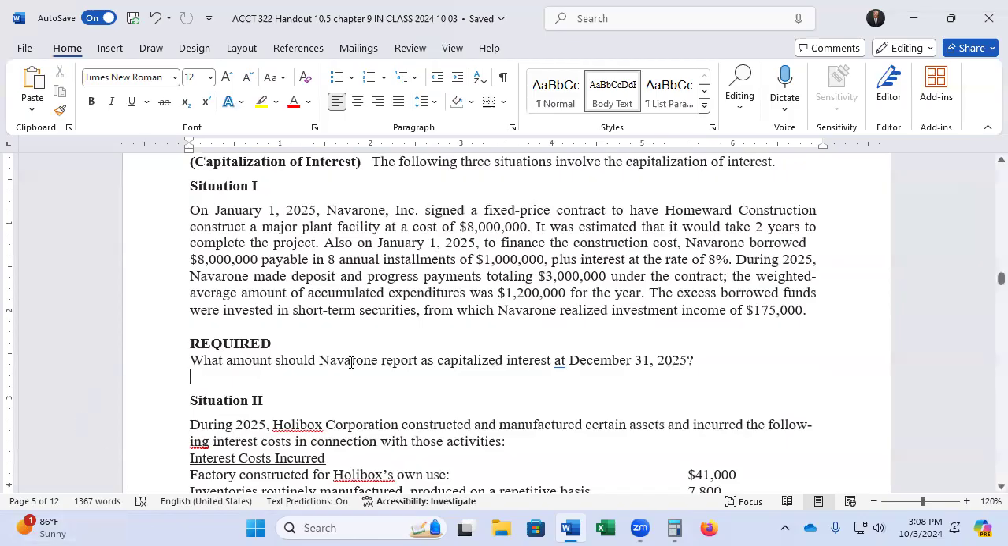Okay, so we want to say what amount should Navarone report as capitalized interest? We have signed a fixed price contract to have Homer Construction make a plant facility at a cost of $8 million. It was estimated that it would take 2 years to complete the project. Also on January 1, 2025, to finance the construction costs, it borrowed $8 million payable in eight annual installments of $1 million, plus interest at a rate of 8%. During 2025, they made deposit and progress payments totaling $3 million under the contract. The weighted average amount of the accumulated expenditures was $1.2 million for the year. So our weighted average accumulated expenditures equals $1.2 million.